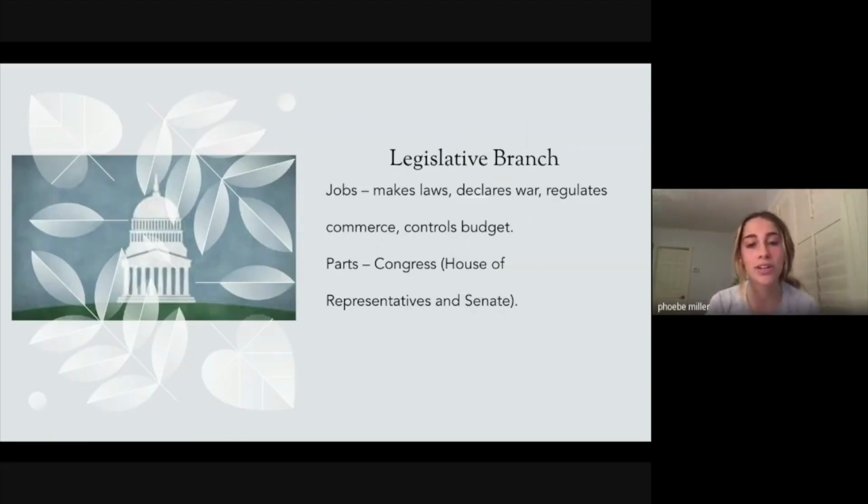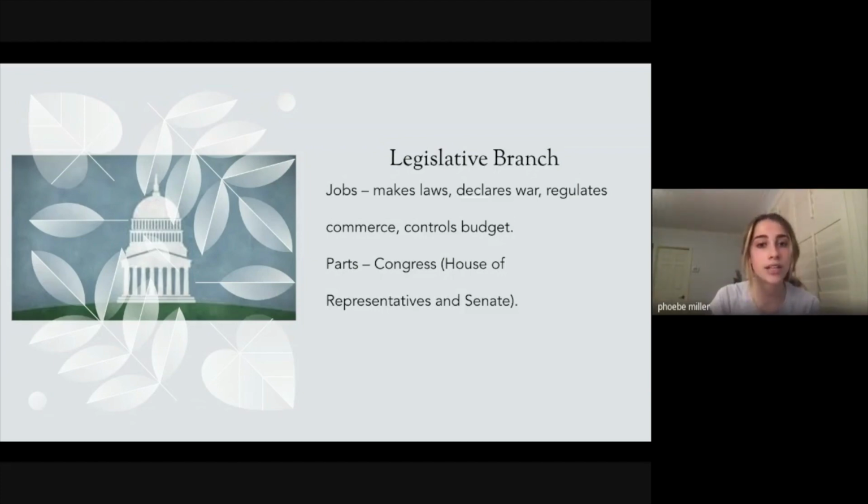The next branch we're going to focus on is the legislative branch. Can you guess what the legislative branch does? I'll give you a hint. It starts with the same letter. That's right, the legislative branch makes the laws. While that is their main power, they can also declare war, regulate commerce, meaning they control and supervise trade, and control the budget. The legislative branch is also known as Congress, which consists of 2 parts: the House of Representatives, or just the House for short, and the Senate.